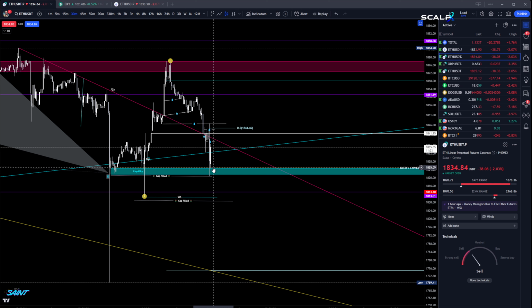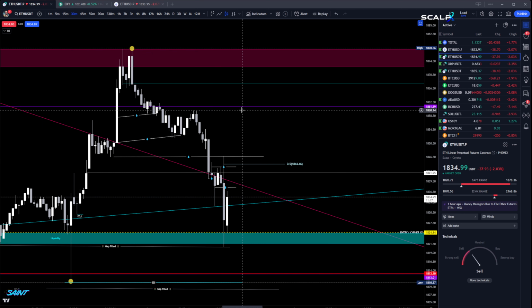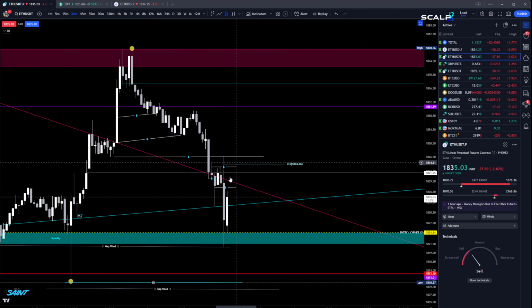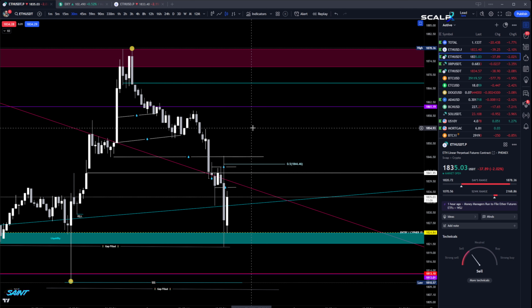Because it came to this area, halted, and then started pushing back up. I mean, that's a sell signal. That's a buy, excuse me. That's a sell candle, followed by a buy candle. It's got 11 minutes left inside of that candle on that session.